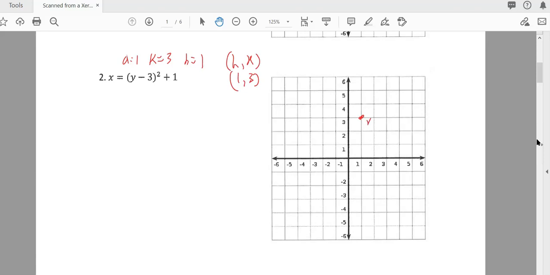So that's my vertex. This A value is positive, it's 1, so this is definitely opening to the right. So my focus point should be to the right of the parabola here. So let's figure out what that distance is. So C equals 1 over 4 times A. A is 1, so C is equal to 1/4. Oh, wow. So this is really tough to do. I'll try. So it's like 1/4 to the right is my focus point.